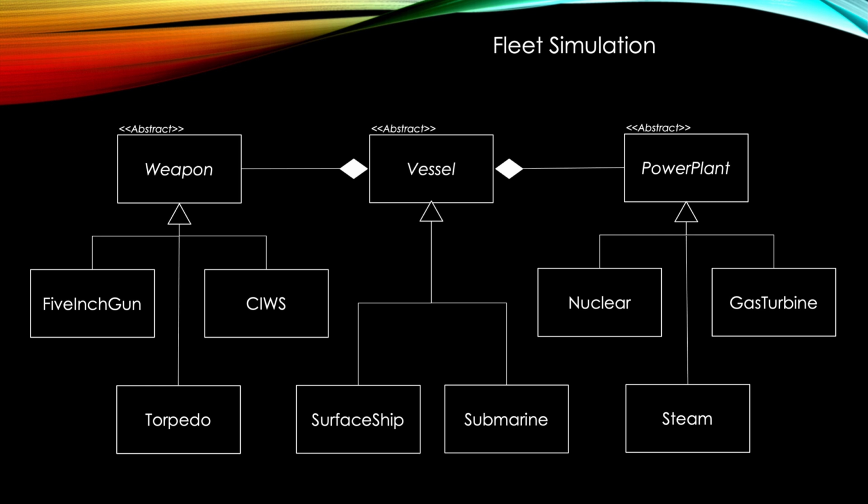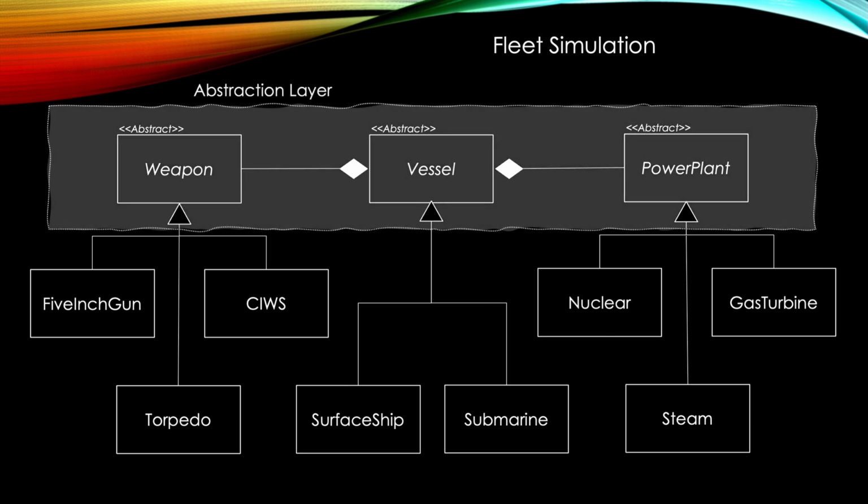For the weapon, you have 3 subclasses: 5-inch gun, close-in weapon system, or CWIS, and a torpedo. And finally, for the power plant, you have a nuclear power plant, a gas turbine power plant, and a steam plant. So, how does this architecture satisfy the SOLID design principles?